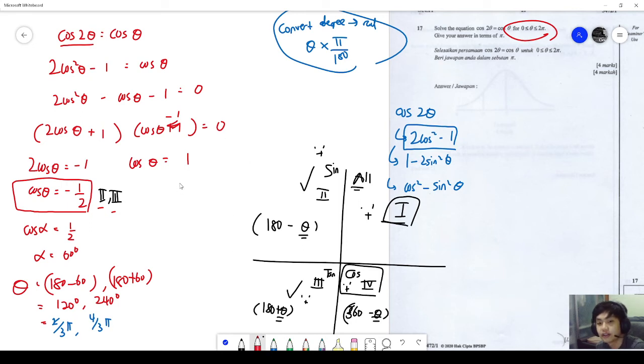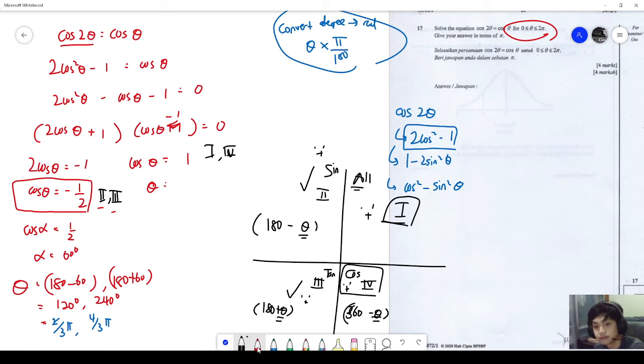Okay, so the next one, cos theta equals 1. When we shift cos theta, we get the basic angle straight away. Cos is positive in the first and fourth quadrant. In this case, this is the first and fourth quadrant.